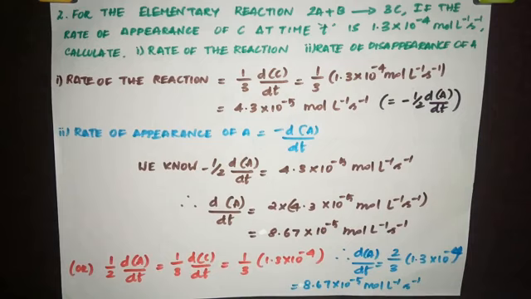So depending upon what values are given in the question, you can write the rate of the reaction and find out the other values that are being asked in the question. Let's see one more problem.